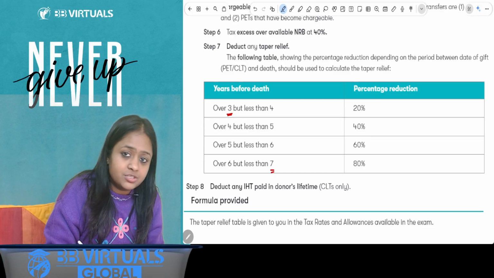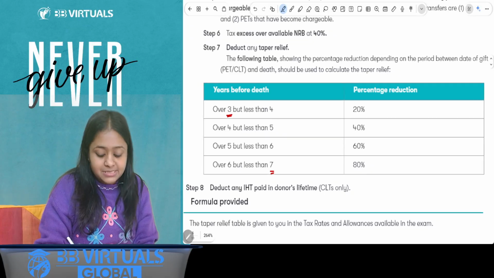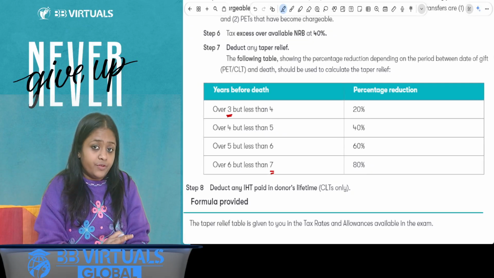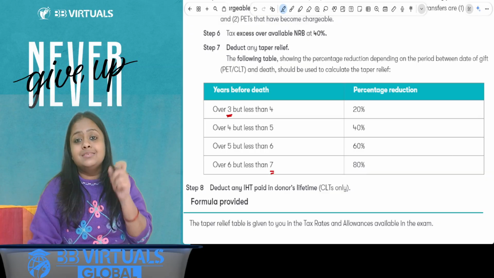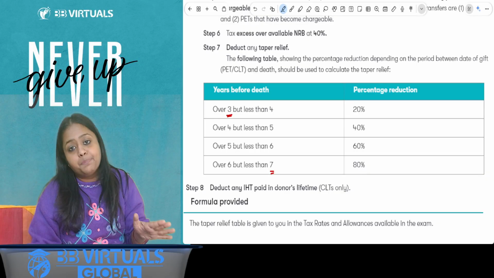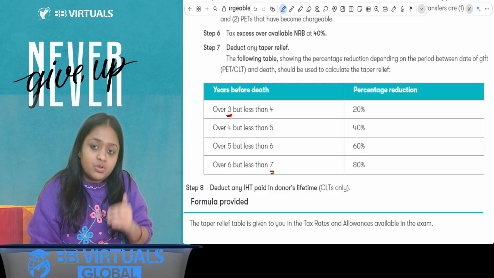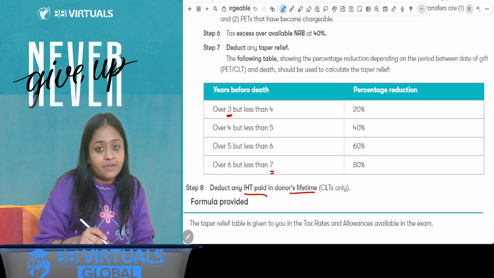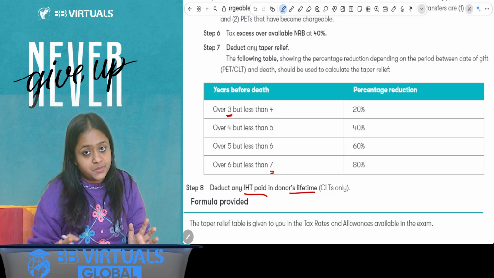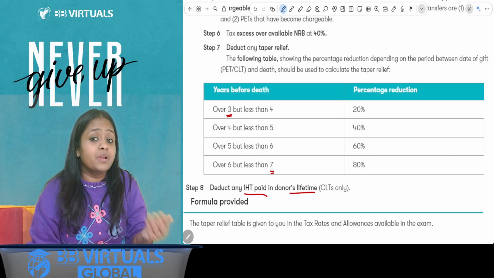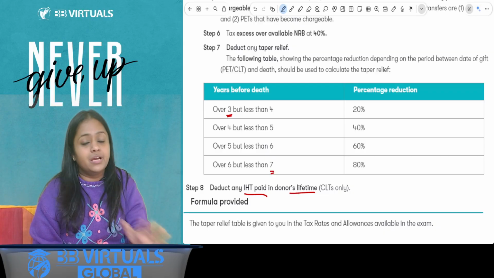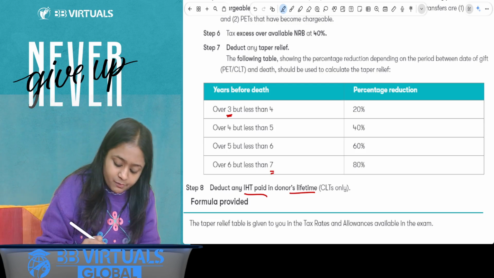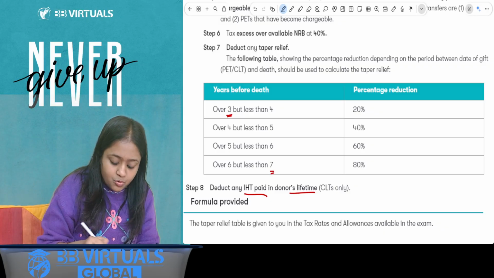Minimum percentage reduction is 20%, the maximum is 80%, not beyond it. And if the period between the date of gift and date of death is less than 3 years, no taper relief is there. Once you reduce taper relief, then we will reduce any IHT paid in donor's lifetime, which is only on CLT transfers. On PET transfers that have become chargeable, no reduction will be made, because we never paid lifetime tax there. Clear? I think with this now, it's a good time that we do questions.